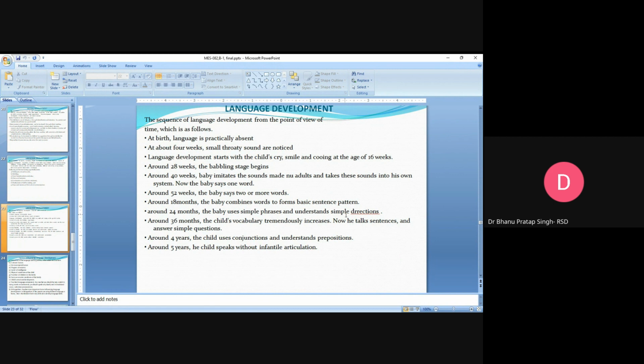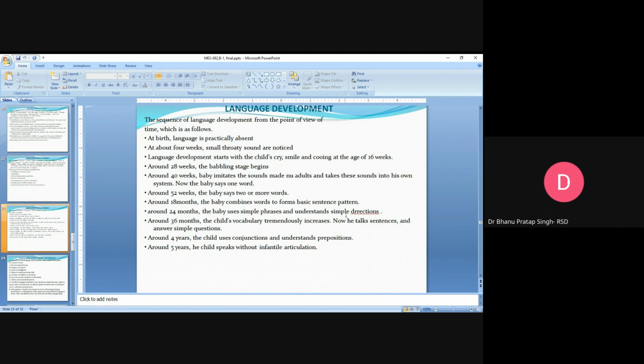Around 52 weeks, the baby says two or more words. Around 18 months, the baby combines words into basic sentences. Around 24 months, or 2 years, the baby uses simple phrases and understands simple direct instructions.